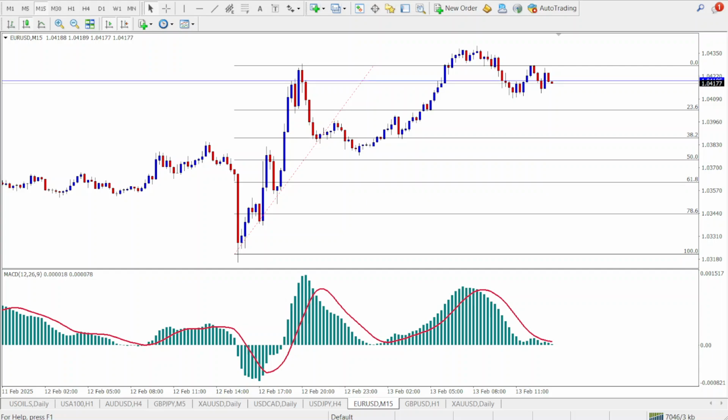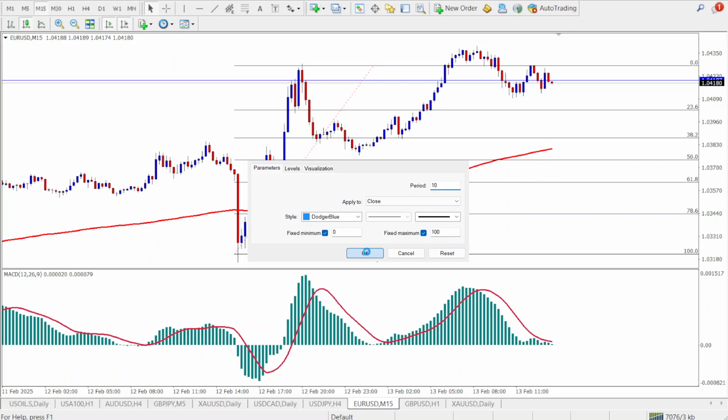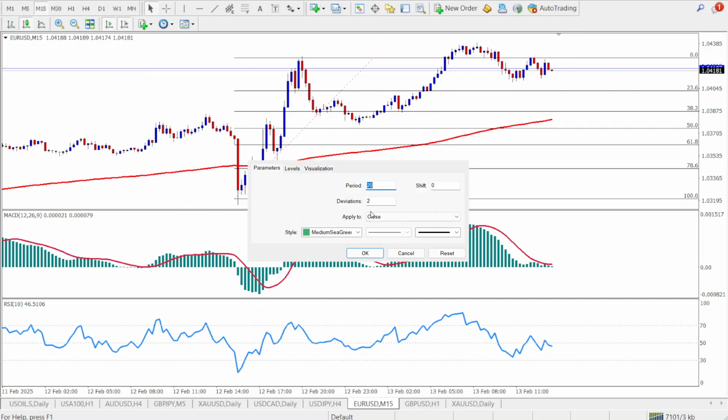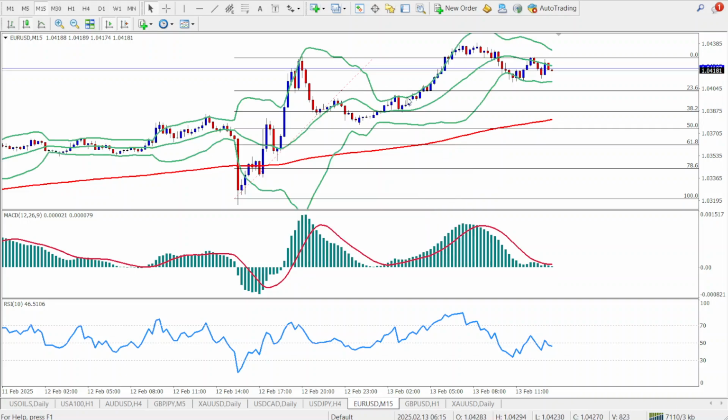Okay, now let's just do a quick recap of the most popular Forex indicators. Okay, we have the moving averages to identify trend direction. Then we have the RSI, or Relative Strength Index, to spot overbought and oversold conditions. We have the MACD to measure momentum and trend shifts. Then we also have the Bollinger Bands to analyze volatility and potential breakouts. And finally, we have the Fibonacci Retracement to find key levels for reversals.